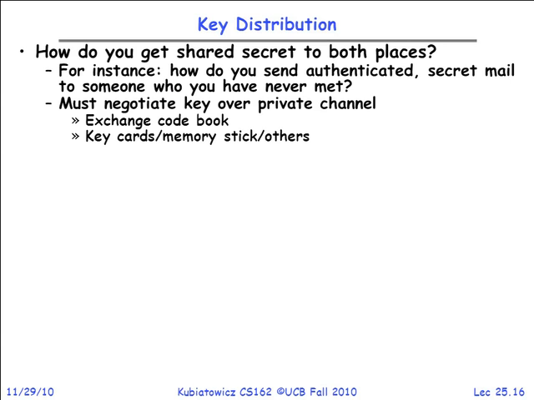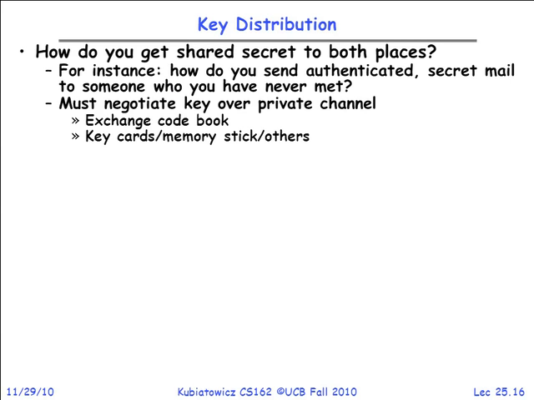Somehow we got to get the key to the other side. Okay, and you could think of this as a private channel, and how might you do this? Well, you exchange a code book. So you have your key in a book which gets passed by hand to somebody else, and eventually it makes it to Bob, and as a result, you both have the keys.